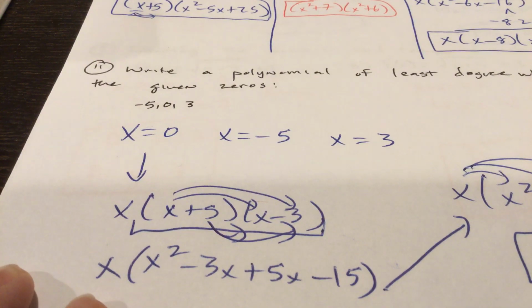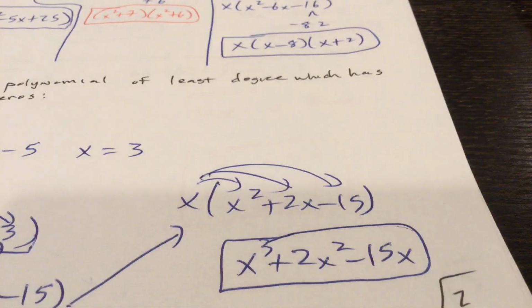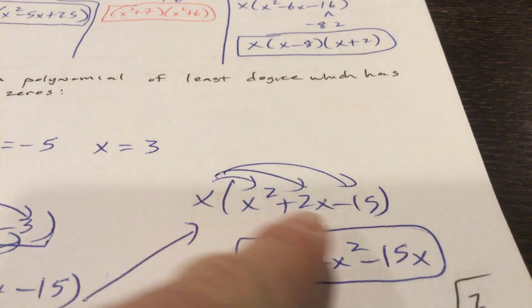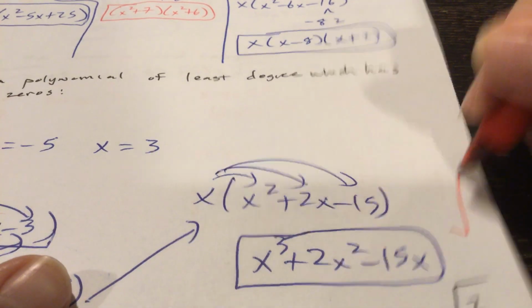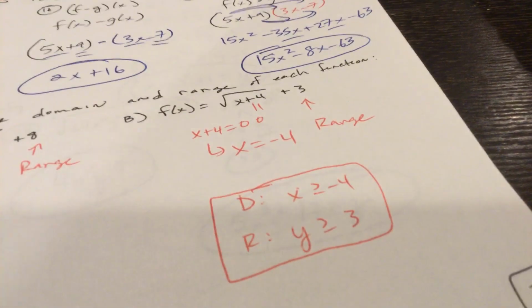First, outer, inner, last. Leave the x on the outside. Simplify that and multiply everything by x. All right, there we go. Page 2 in the history books there.